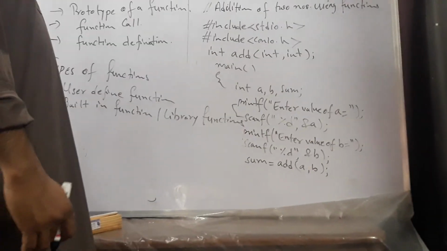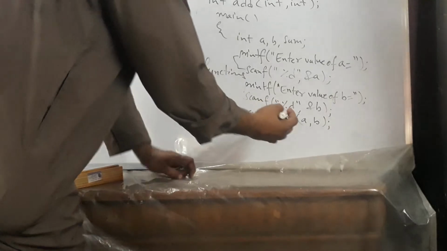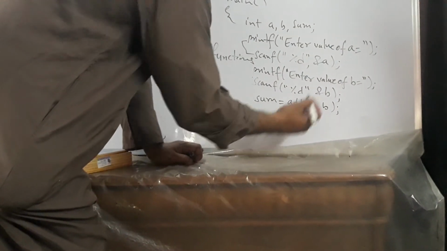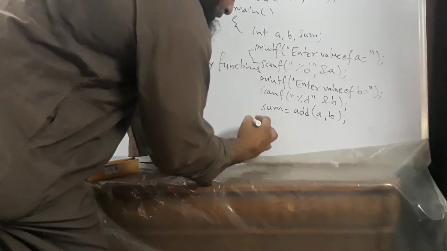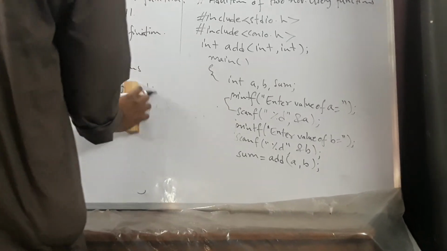These are known as actual parameters also. I will tell you what actual parameters are. So add, argument 1 is a, argument 2 is b. This is a function call written here, we are making a function call. After this we'll write up the definition of the function.